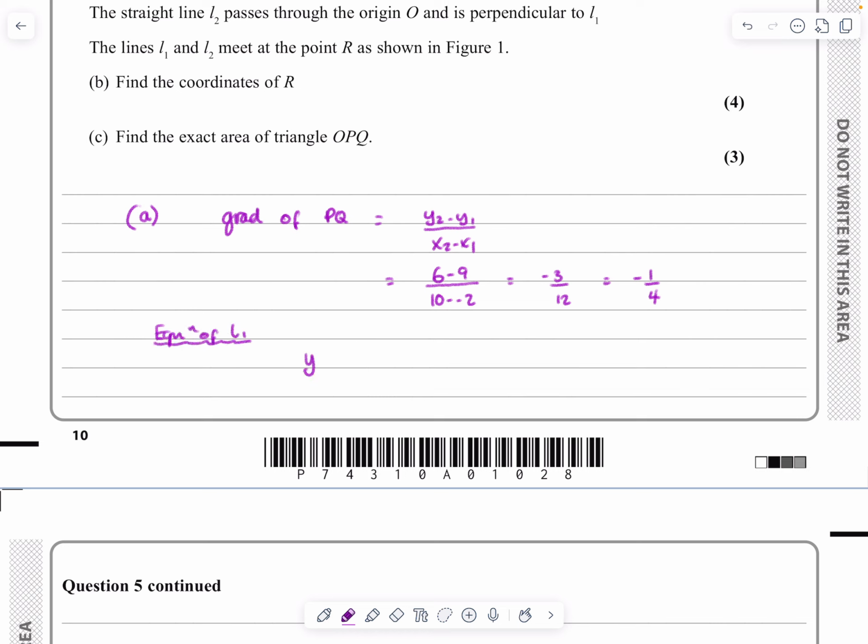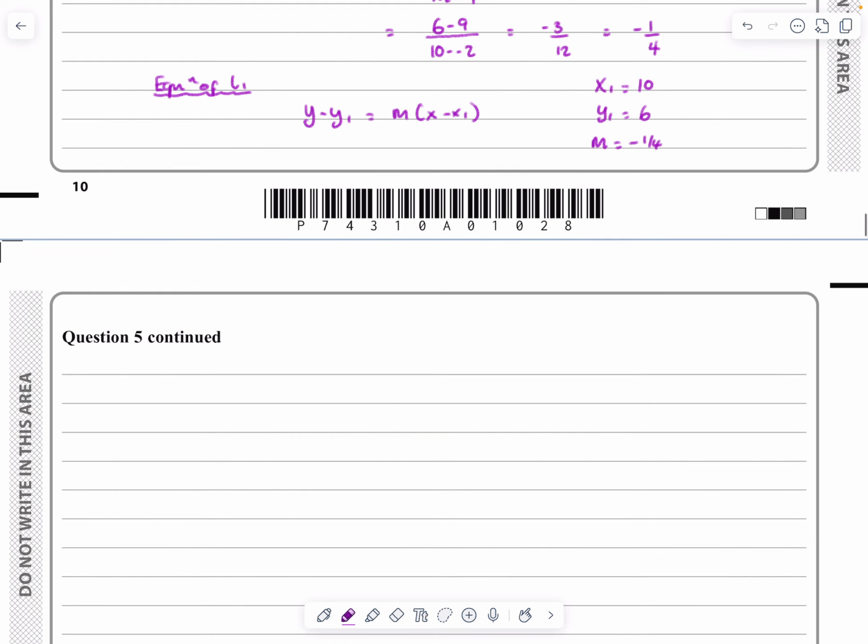And then for the equation of L1, I'm going to use y minus y1 equals m(x minus x1). So let me make it clear to the examiner what I'm doing. I'm going to use the point x1 is 10 and y1 is 6. We know the gradient, we've just worked it out, is equal to -1/4. And so if I just stick everything into that now, I'm going to get y minus 6 equals -1/4 (x minus 10).